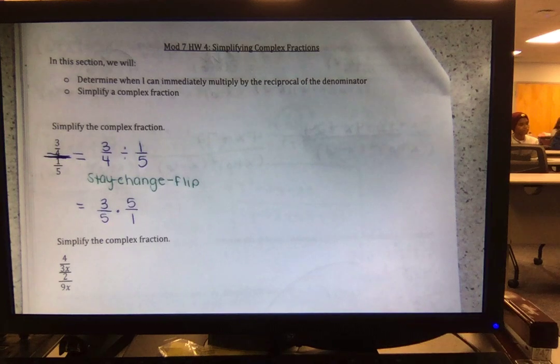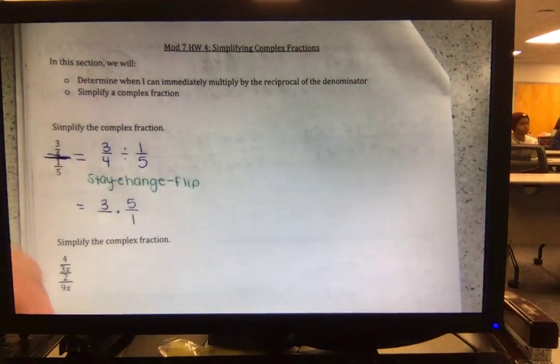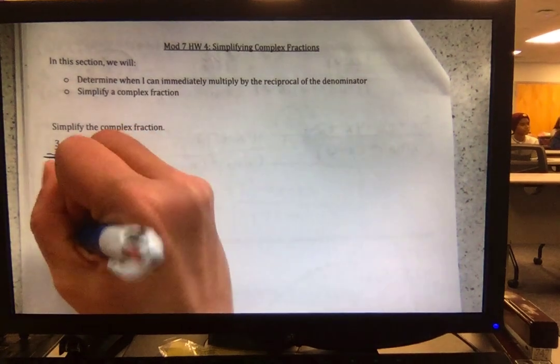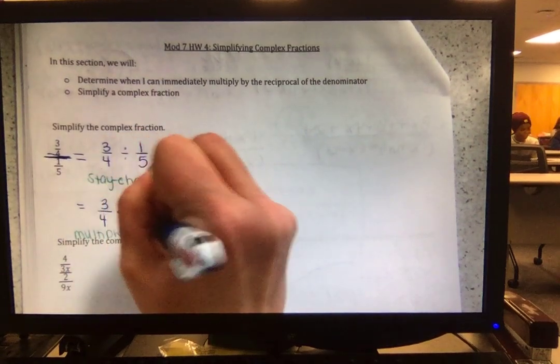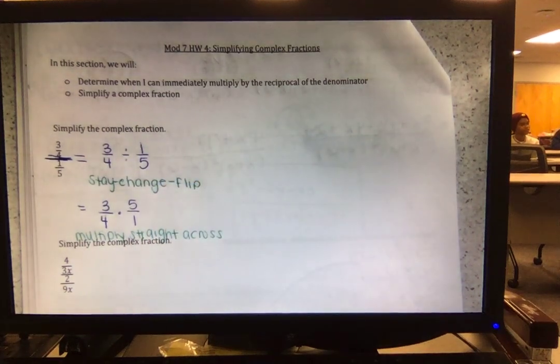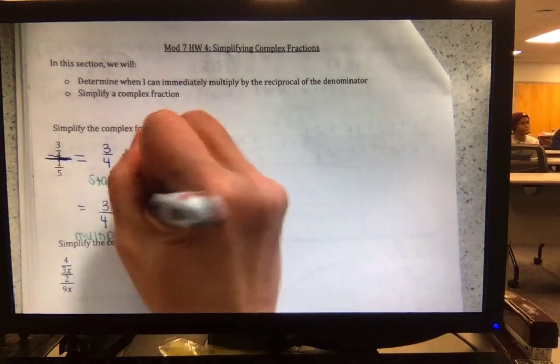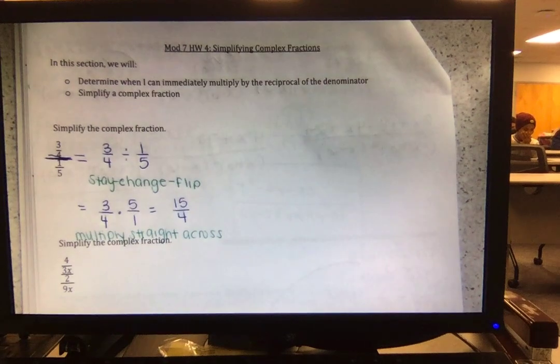So we now have multiplication. How do we multiply fractions? 3/4 times 5 over 1. So now how do we multiply fractions? Straight across. So we have 3 times 5 up top, which is 15, divided by 4 times 1 on the bottom, which is 4.